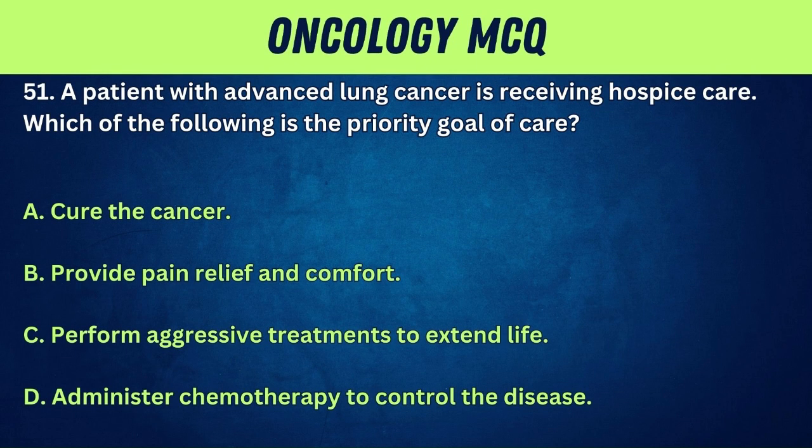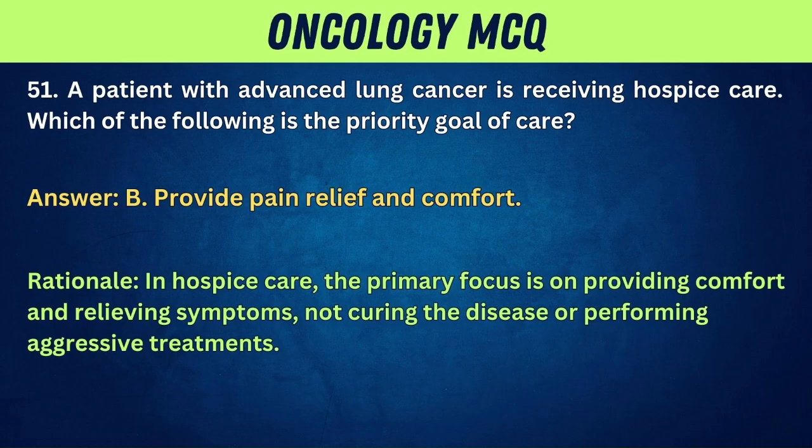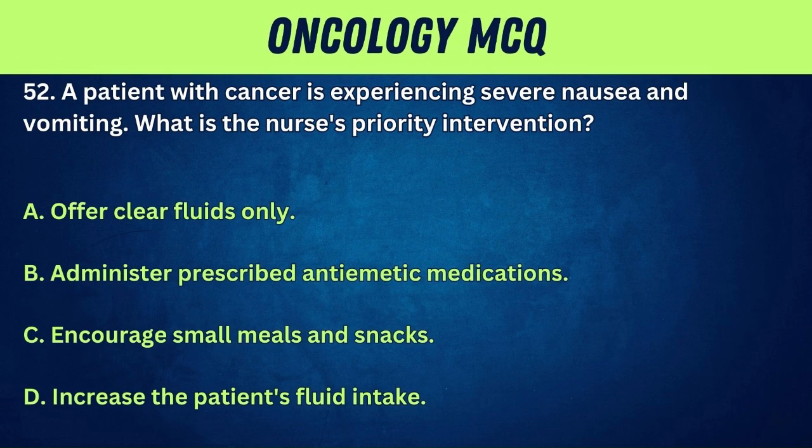51. A patient with advanced lung cancer is receiving hospice care. Which of the following is the priority goal of care? A. Cure the cancer. B. Provide pain relief and comfort. C. Perform aggressive treatments to extend life. D. Administer chemotherapy to control the disease. Answer: B. Provide pain relief and comfort. Rationale: in hospice care, the primary focus is on providing comfort and relieving symptoms, not curing the disease or performing aggressive treatments.